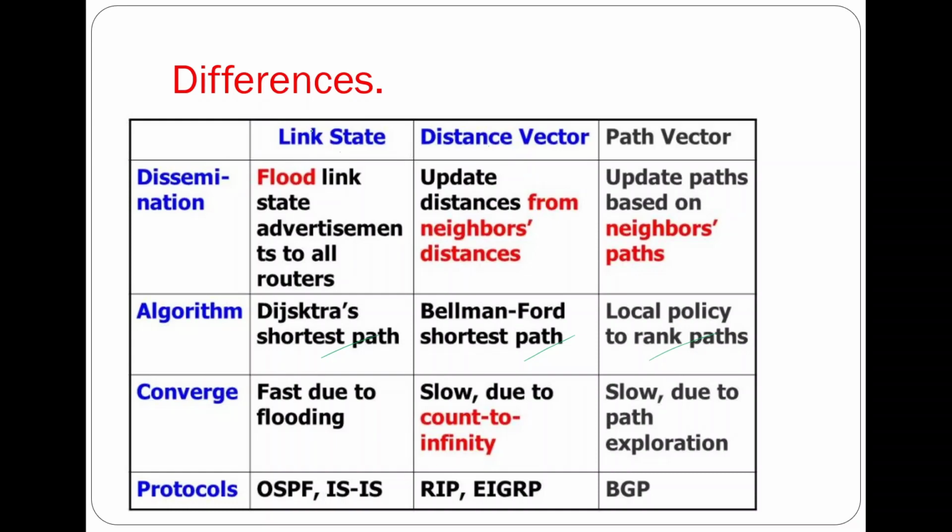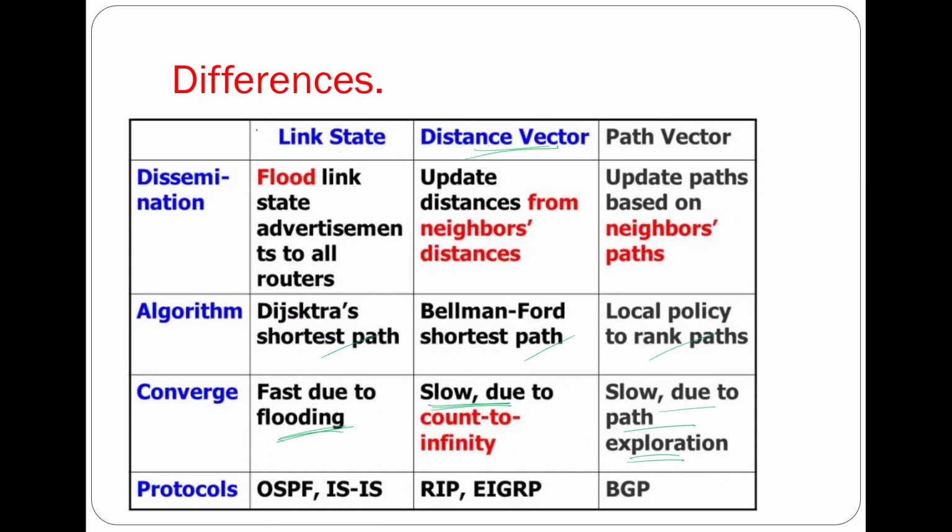What is the disadvantage of the link state algorithm? Flooding is one disadvantage. And what is the disadvantage of the distance vector algorithm? Due to the absence of flooding, it is very slow. And the path vector algorithm is also slow because it has to explore paths. For every path it should know how many nodes it contains. All that matters here.